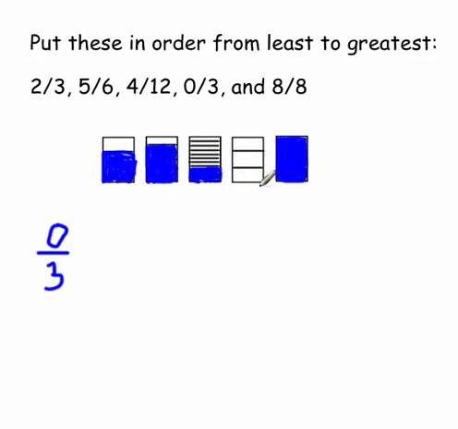Now I'm going to look which one comes next. This card right here, this would be our 4 out of 12 shaded. This one has the smallest amount of blue filled in. It is more than 0/3 because we do have some blue shaded, but it's not as much as the other fractions. So next on the list would be 4/12.